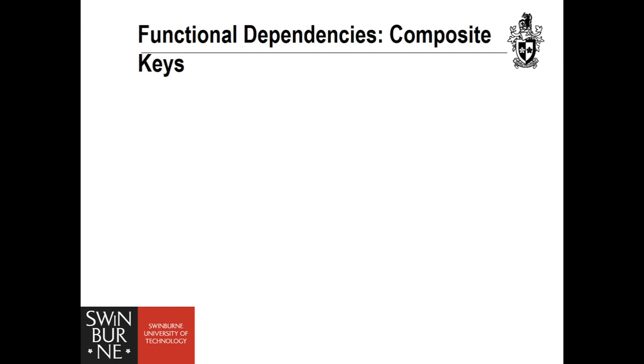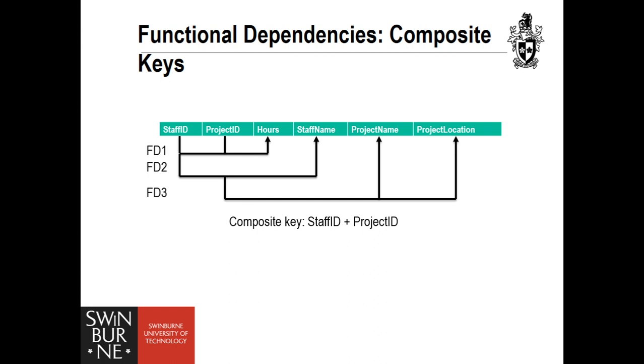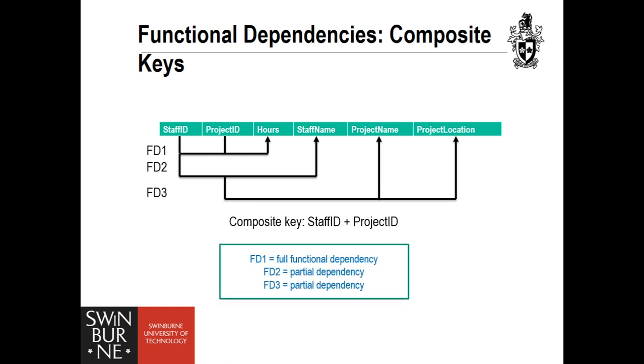If we need more than one attribute to form a key that uniquely defines all other attributes, we call this a composite key. In the table, you can see that the hours attribute depends on both the staff ID and the project ID, because we assume that the hours means the hours a staff member has spent working on a project. But the staff name clearly only depends on the staff ID, and the project name and the project location clearly only depend on the project ID.